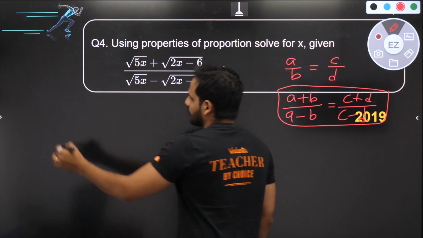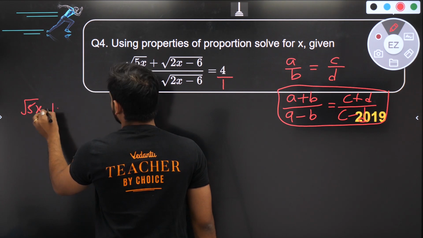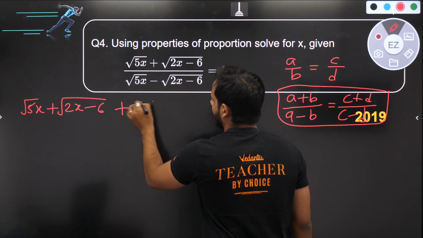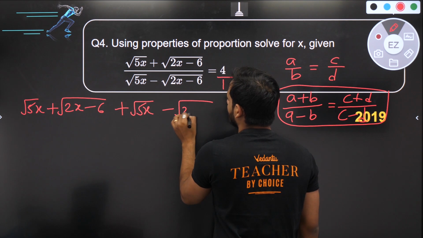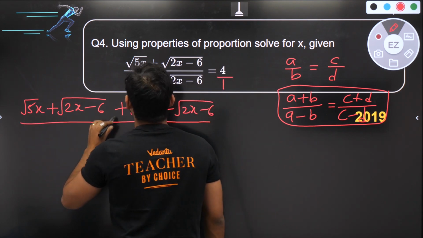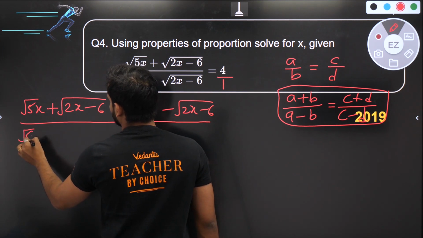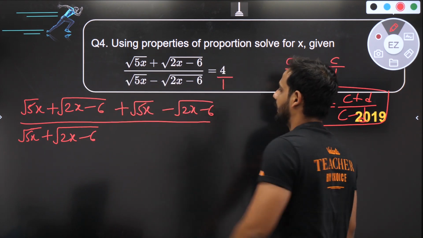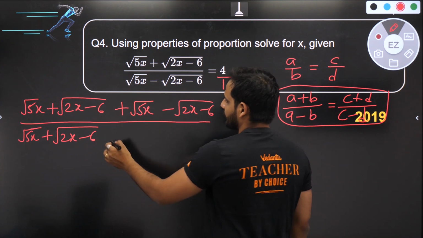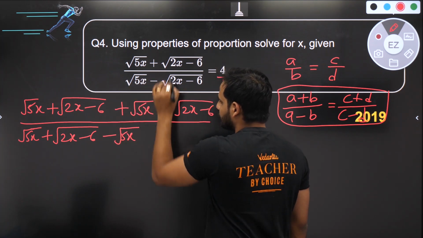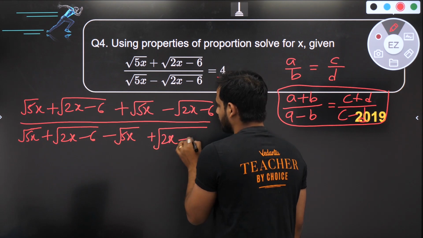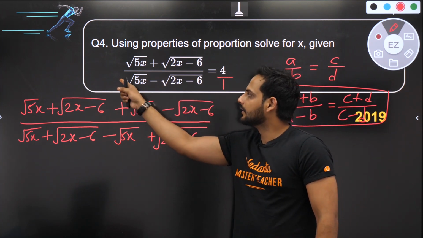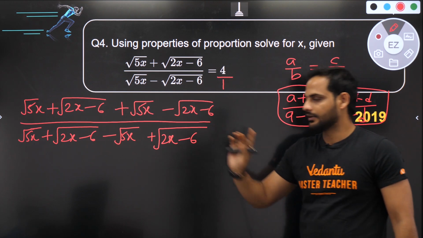So let's do a plus b. I'll be getting root 5x plus under root of 2x minus 6, then add root 5x minus under root of 2x minus 6, divided by a minus b, which we need to do. So root 5x plus root of 2x minus 6, minus of this whole part, so minus of plus root 5x will become minus root 5x, and minus into minus will become plus under root of 2x minus 6. This is the part where students make mistakes. You should understand that this is the minus of b. That means this whole should be made negative, so negative into negative will become positive, correct?